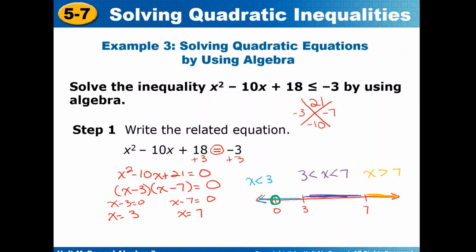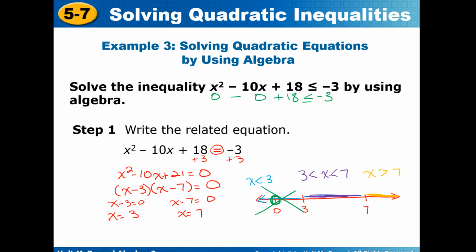All right, so when x is 0, I'm going to fill that back into my original equation up here. I'm going to choose the point 0. So that's going to be 0 minus 0 plus 18 is less than or equal to negative 3. Is 18 less than or equal to negative 3? No, so this is not a solution.